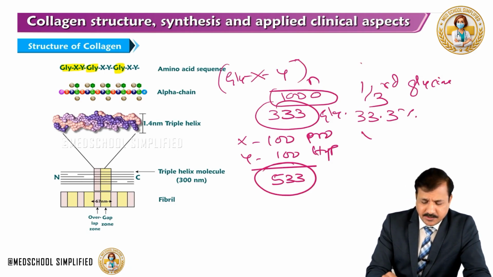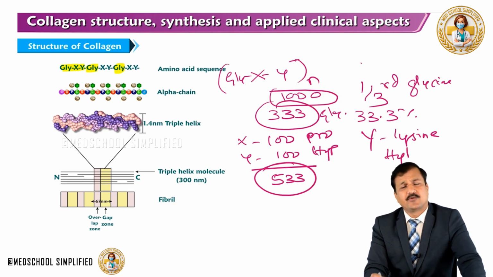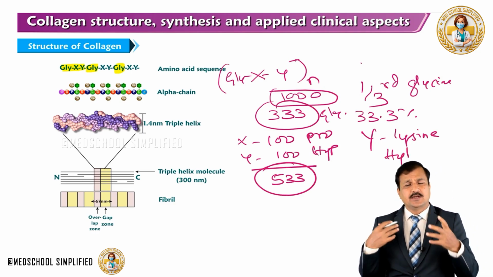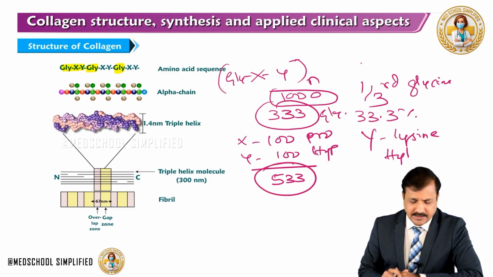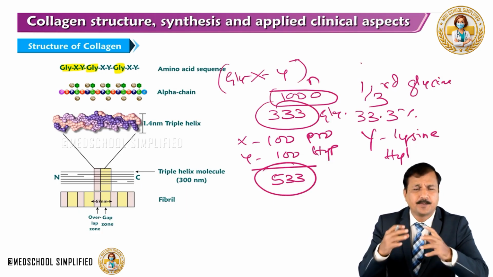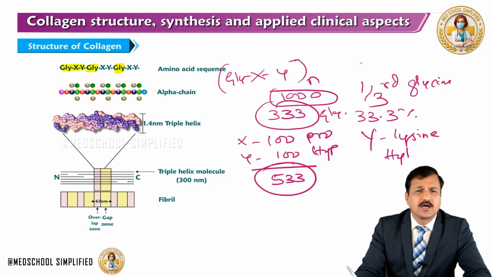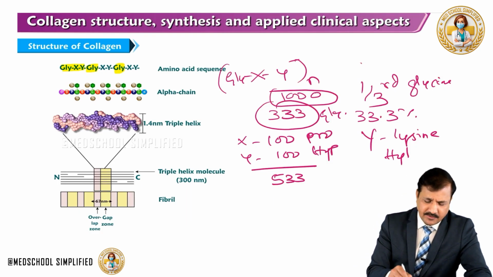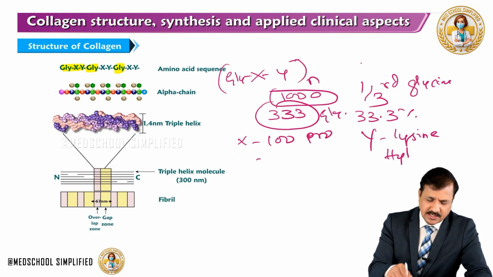And also in the Y position we will find lysine, and some of these lysines are hydroxylated into hydroxylysine. We are going to see how the proline and lysines are hydroxylated later. This is some information about the composition of amino acids in an alpha chain that you must be aware of, because this type of information can be tested.